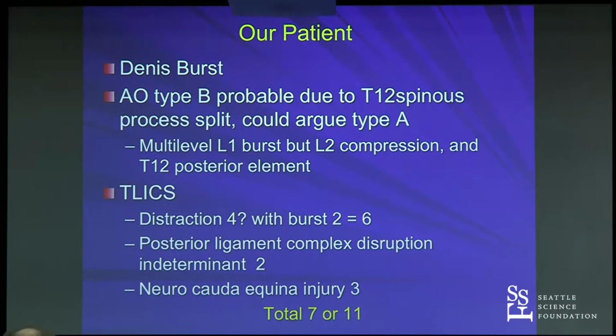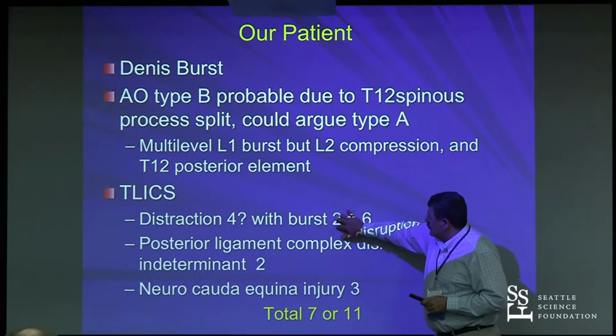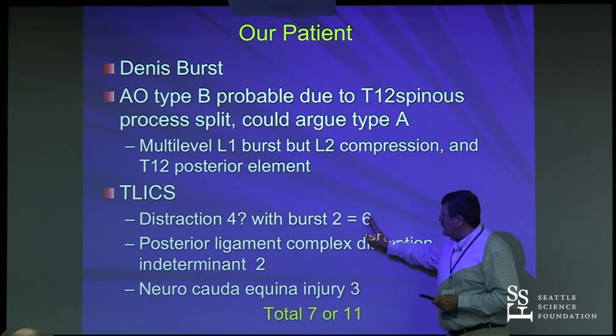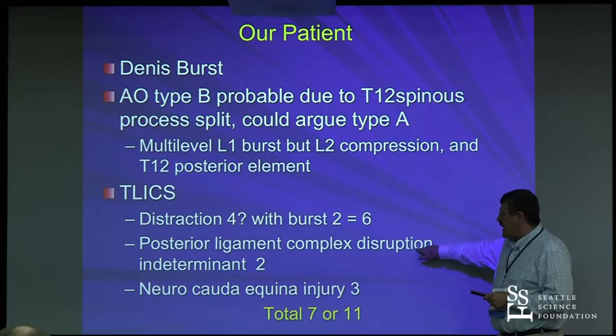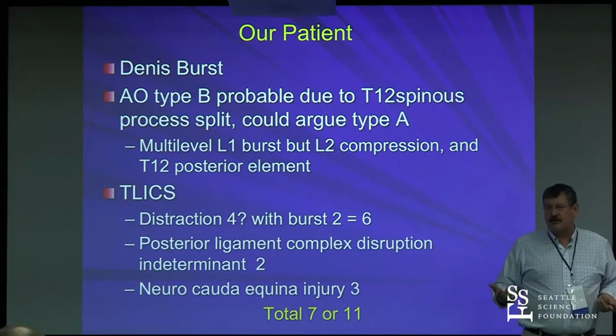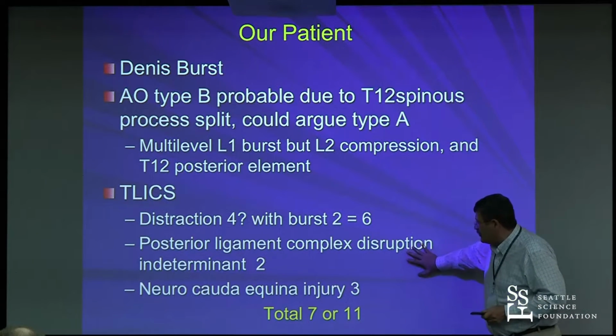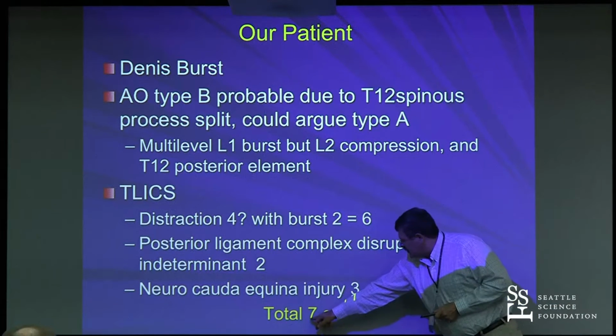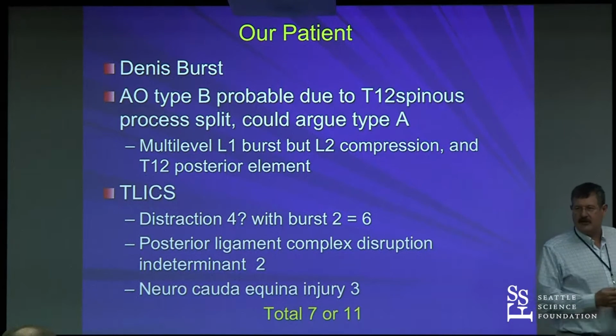If we look at TLICS, if it's a burst, it's a 2, but if we decide it's a distraction injury, it adds 4 points, it's a 6. I think the posterior ligamentous complex, because it's hard to be sure, is probably a 2, and he has a neurodeficit, so 3. It probably is a moot point, because either way, he's a 7 or 11, and that's surgical.